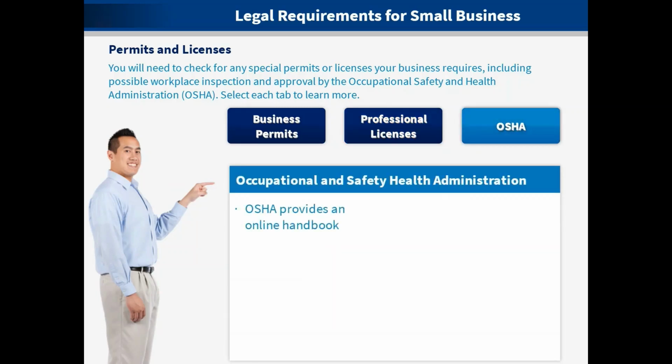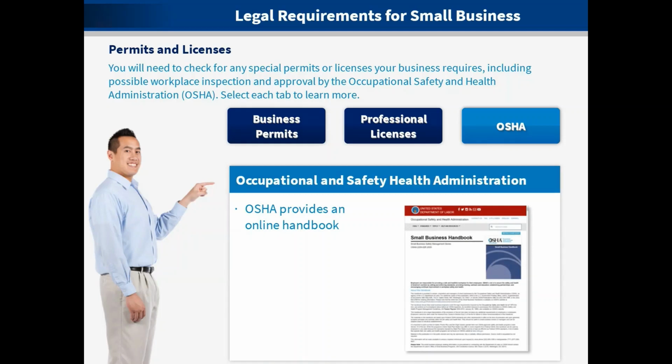As an employer, you are required to provide your employees with a safe and healthy workplace. The U.S. Department of Labor's Occupational Safety and Health Administration, OSHA, provides an online small business handbook that will help you understand and meet the legal requirements and recommendations so that you can achieve an in-compliance status before an OSHA inspection. For more information, refer to the OSHA Small Business Handbook.